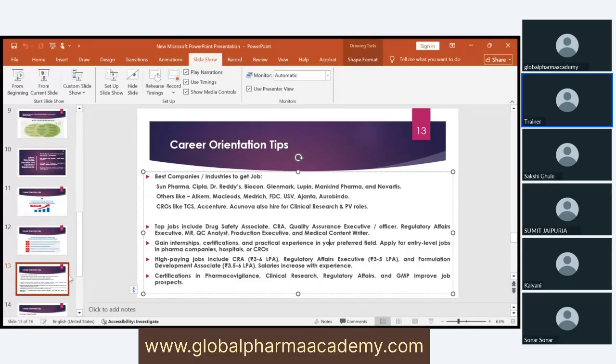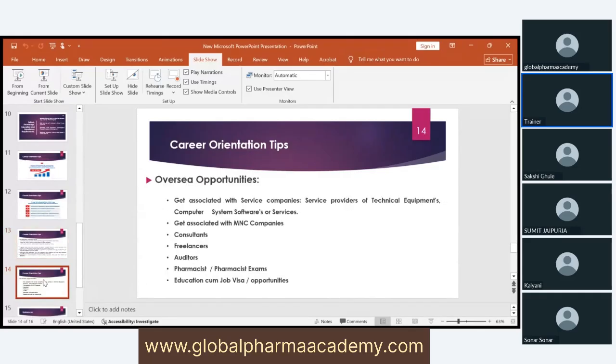Now we are on slide number 14. So career orientation tips: overseas opportunities, as those were opportunities in India. Firstly, pharmacist opportunities, as different countries have pharmacist roles. There are pharmacist exams. We have to attend and write those exams, and through that we will get a pharmacist job in pharmacies. In Australia they have different exams, in the USA they have pharmacist exams. You can appear for those exams and get qualified.